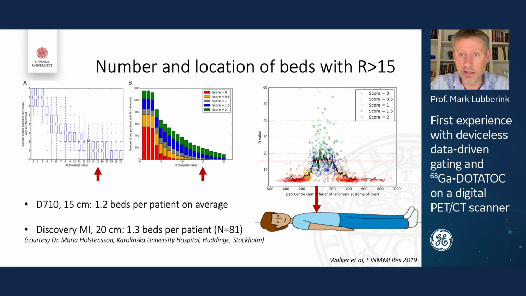On the Discovery MI scanner, with its 20 centimeter axial field of view, on average 1.3 beds per patient have an R value above 15. So there's not a huge difference there when we extend the axial field of view of the scanner with 5 centimeters. So this is all for FDG.